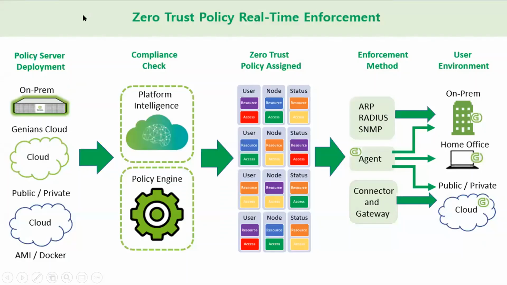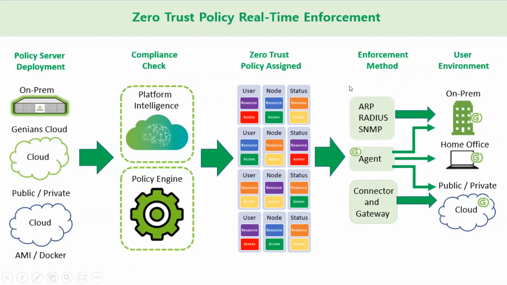So with the ZTNAC, you can deploy your policy server anywhere. There will be a compliance check that takes place using platform intelligence and of course our policy engine. You'll have a zero trust matrix calculation based on the user, the node, the status, what resource you want to provide that user or that node. Then you have to choose your enforcement method.